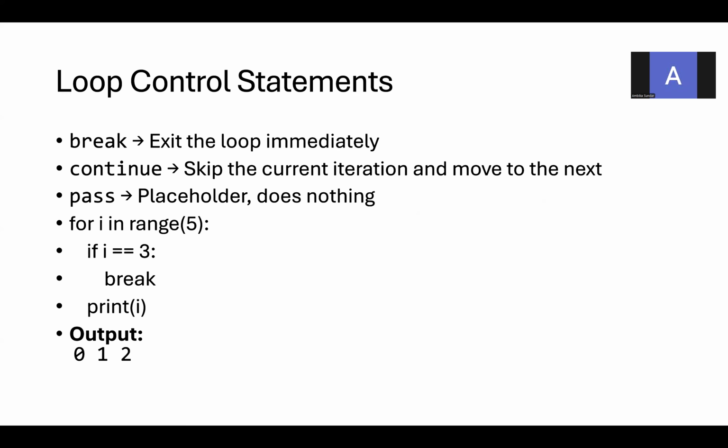And pass means you are going to mention the condition, but after the if condition, you are not going to give any break or print statement. You are just going to give pass. So when you give the pass empty statement, the program is not going to give you any error. This is the way break, continue and pass work, and these are the loop control statements.